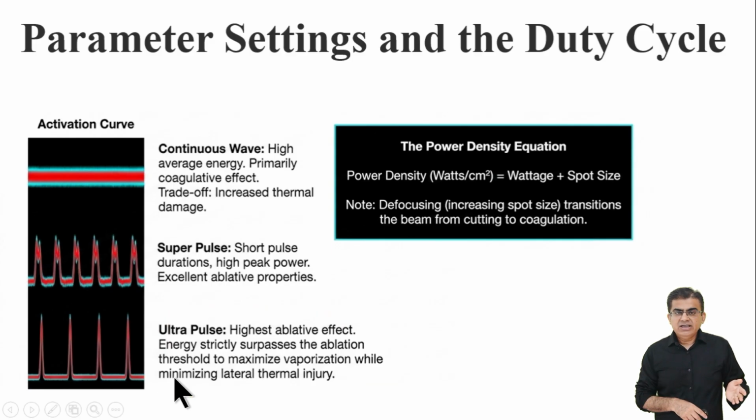And on the right side of your screen, you see our golden rule again. Your true cutting power is a strict balance between your machine wattage and your spot size. Always remember this simple rule in the operating room. If you intentionally pull the beam out of the focus, your spot size increases. This instantly drops your power density and changes your sharp cutting tool into a safe coagulator.